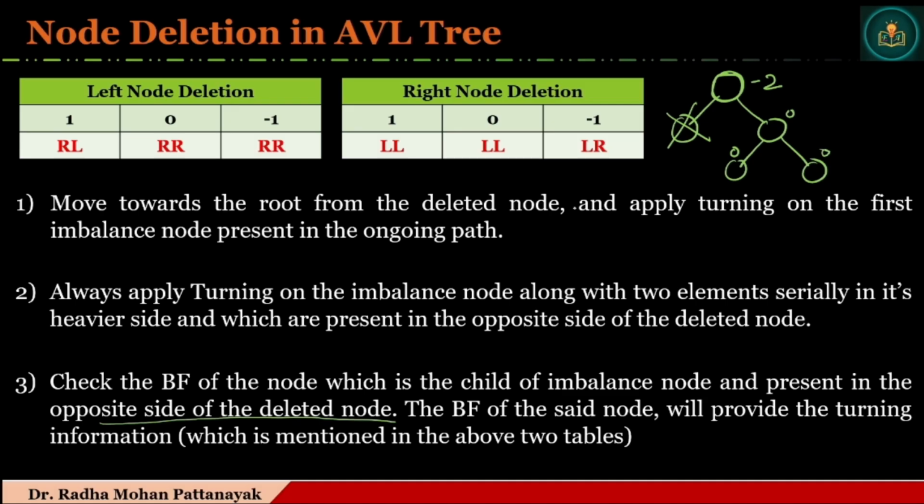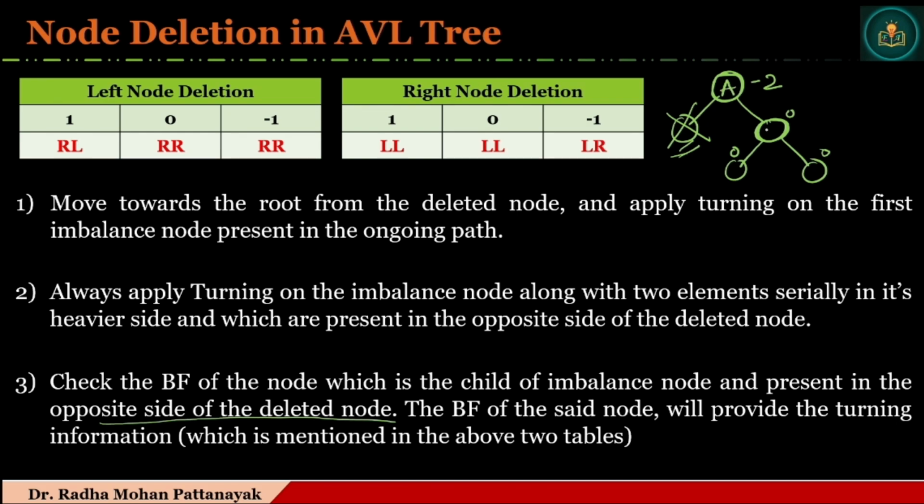Clear? Now what it is saying, after deletion of this node you need to decide in which side you need to apply turning. So the rule is in which side of the imbalance node the deleted node is present, on its opposite side you will apply the rotation. Means the deletion node is present in the left side of the imbalance node, that's why you will apply rotation in its right side. Clear? Then find the balance factor of the node which is the child node of imbalance node. So here what is the child node of imbalance node? This node is the child node of imbalance node, right?